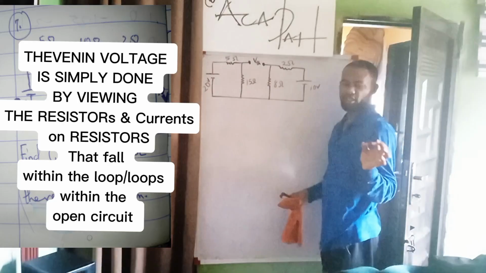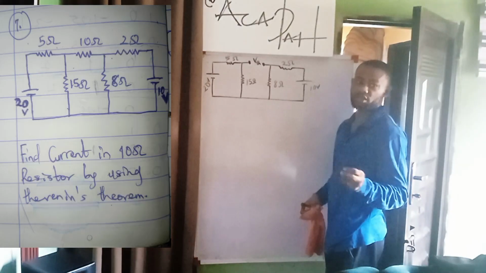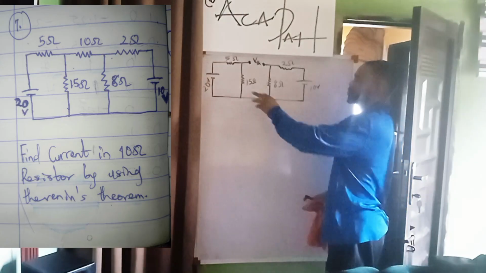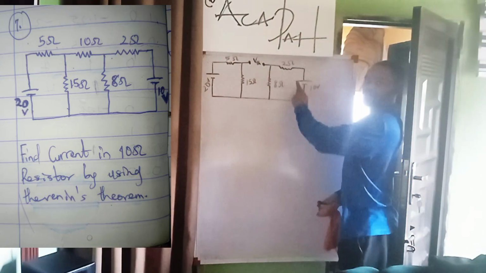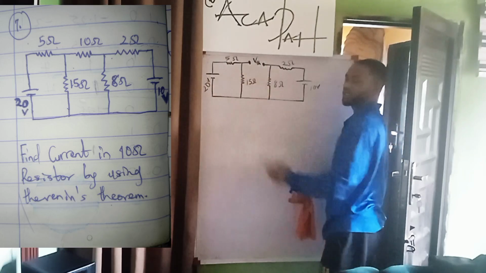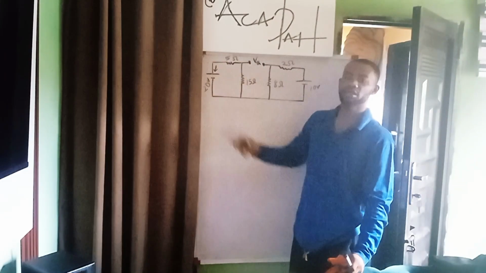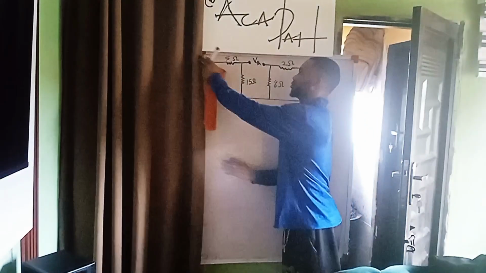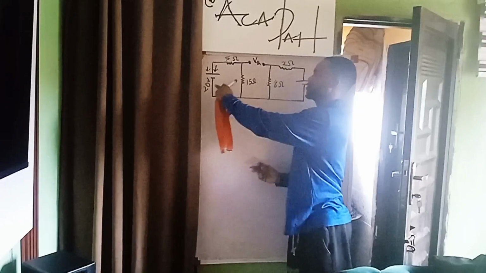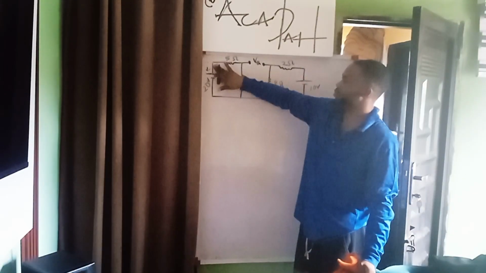Notice you won't find any current flowing there again, but you see the 5 ohm resistor and the 8 ohm resistor. So in order to find the VTH, we have to find the current flowing in the first loop and the one flowing in the third loop. The current in the third loop will be entering the battery from the positive terminal and leaving through the negative terminal.